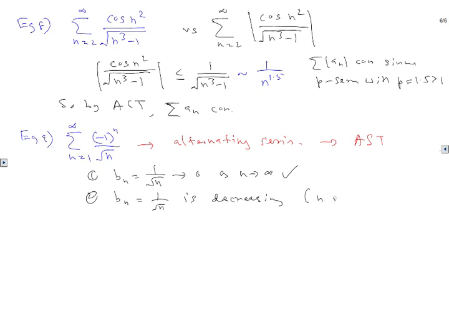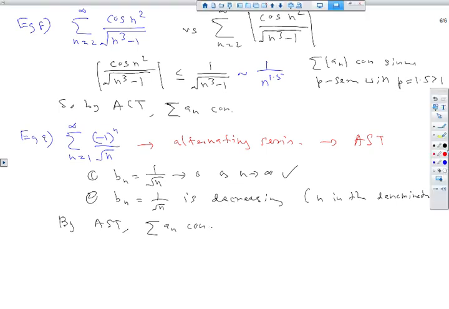Because n is in the denominator, that grows faster. So by the alternating series test, the original series converges. Very easy, it takes like 1 or 2 minutes. And then let's do the last two.